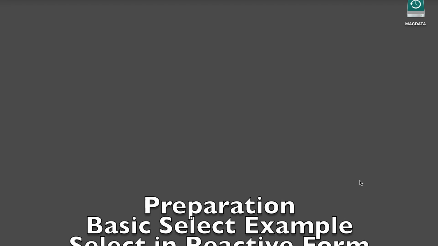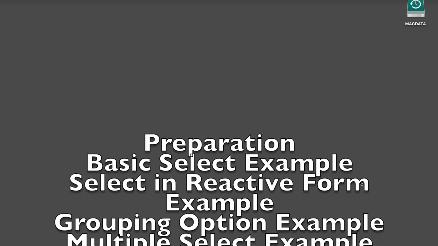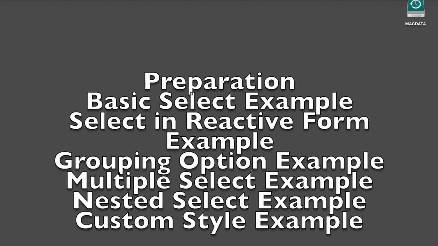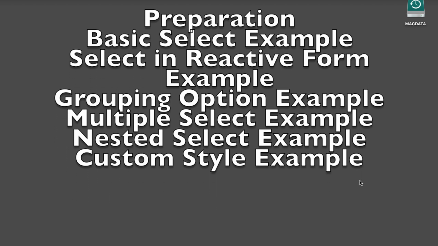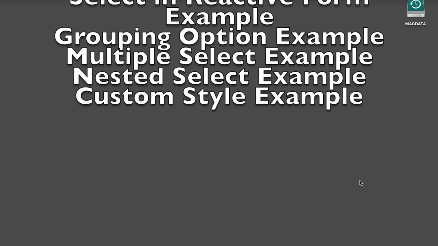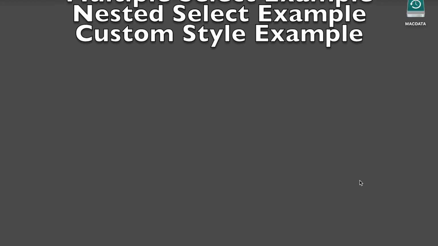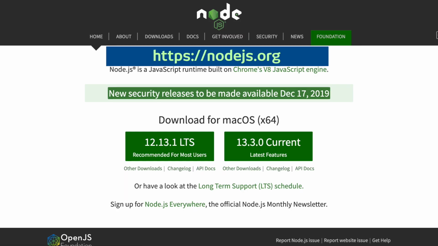slide toggle. This time, we will show you examples of Angular Material form controls: mat-select. Table of contents: preparation, basic select example, select in reactive form example, grouping option example, multiple select example, nested select example, custom style example. The following tools, frameworks, and libraries or modules are required for this tutorial.